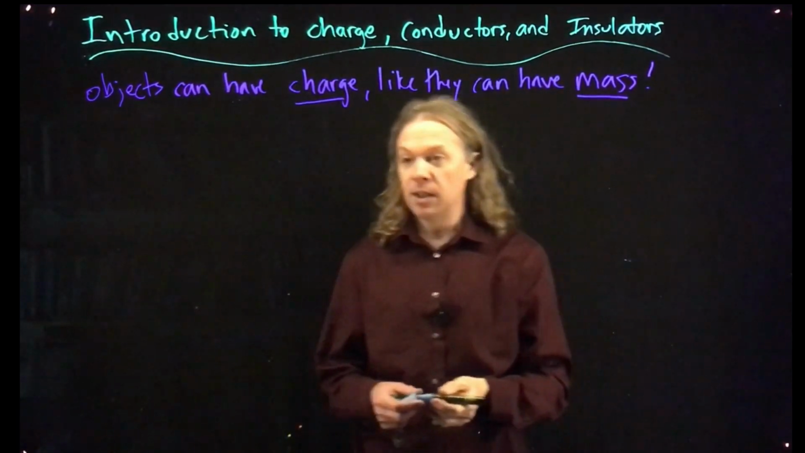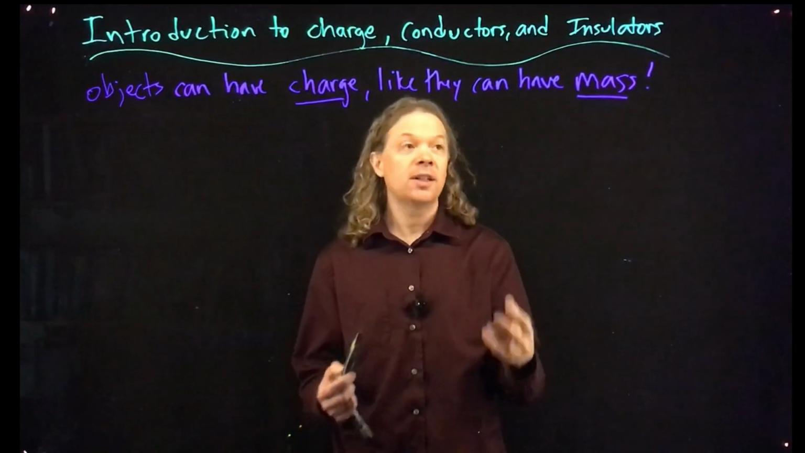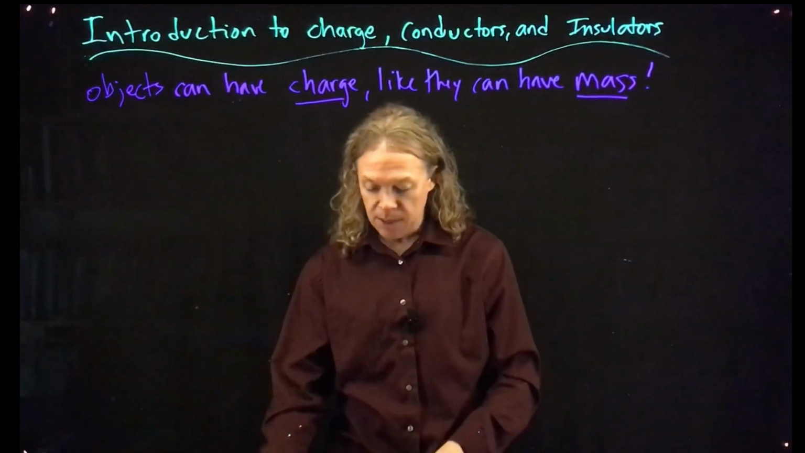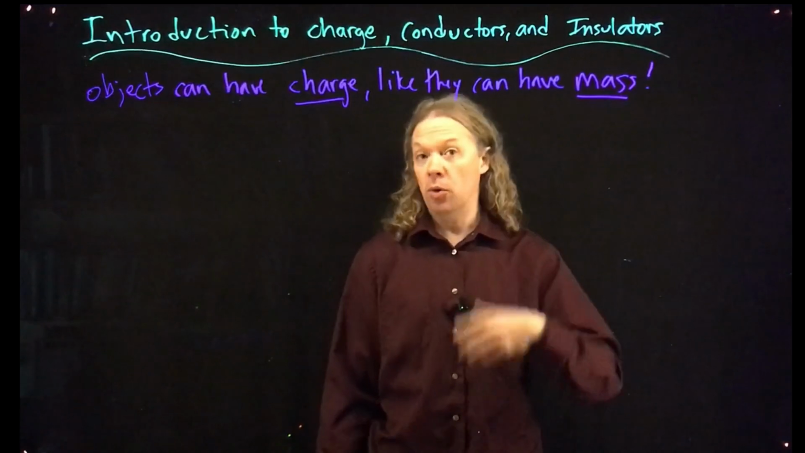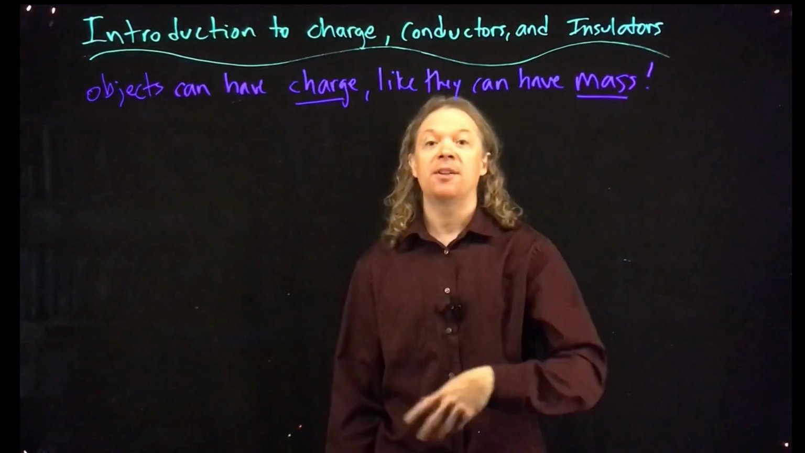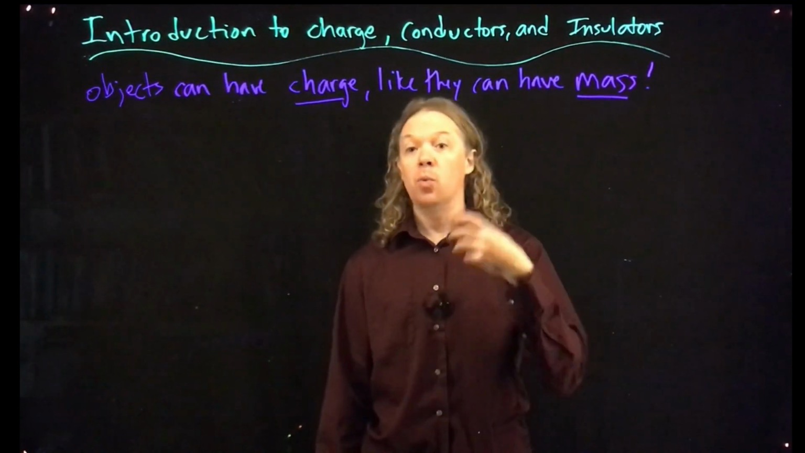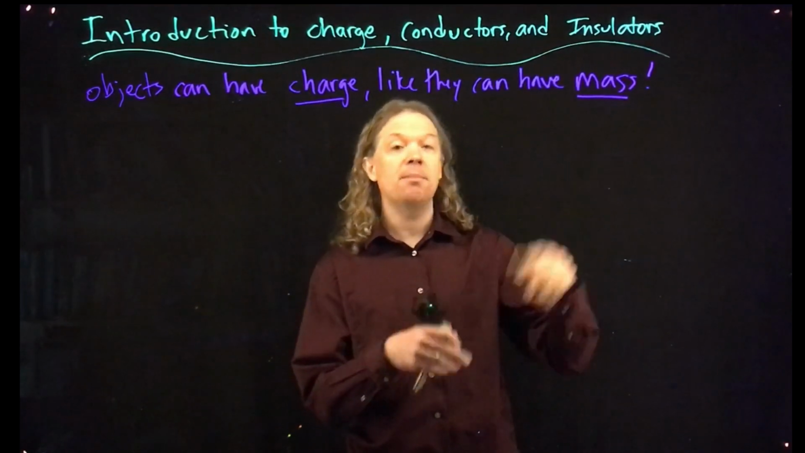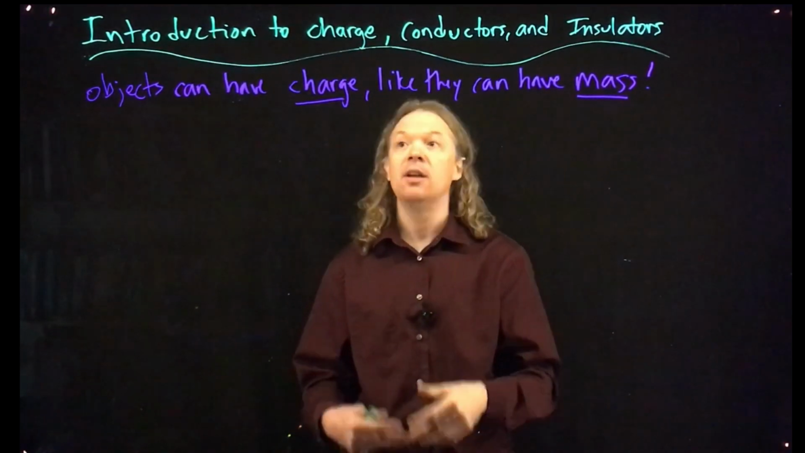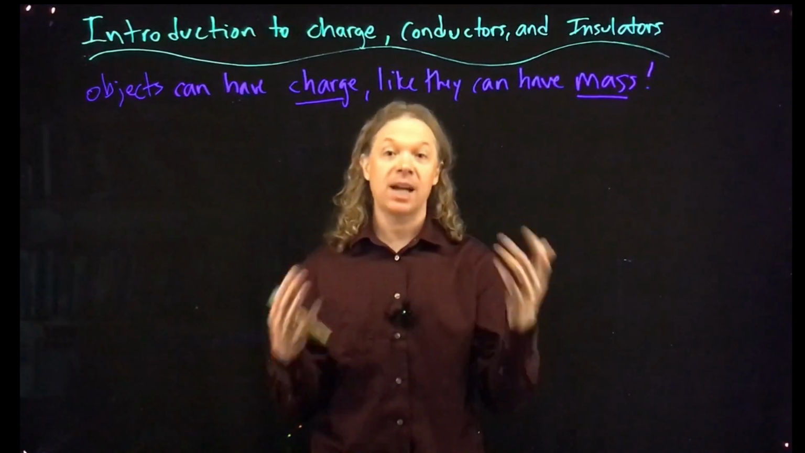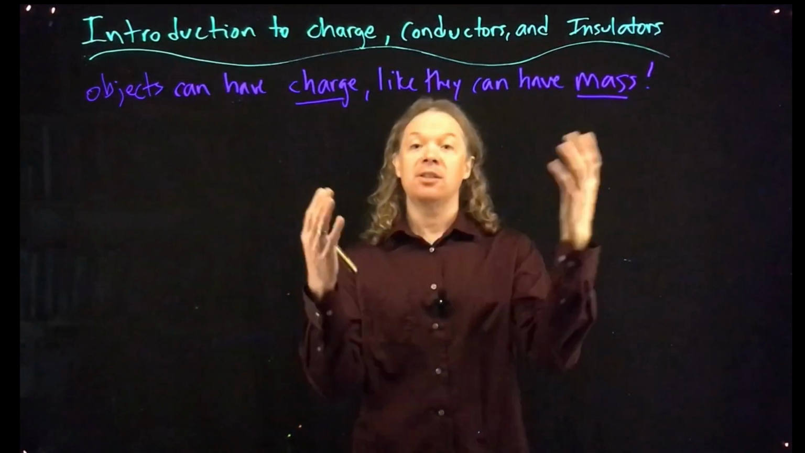Just real basically, objects can have charges just like they can have mass. Just like an object can have a mass of 1 kilogram or 2 kilograms or 3 kilograms, those objects can also have charges. Now, what is a charge? Well, just like a mass is something that interacts gravitationally, a charge is something which interacts electrically. And so those two concepts are going to be very analogous.